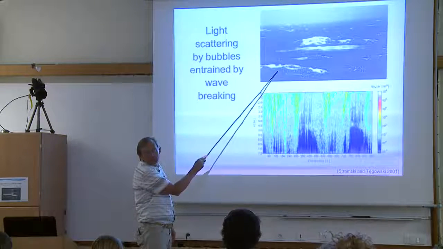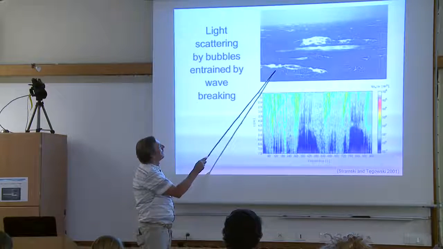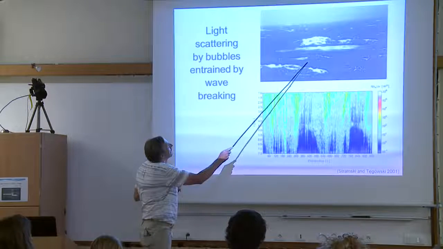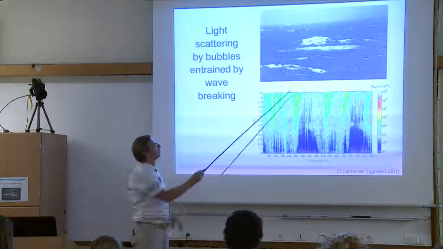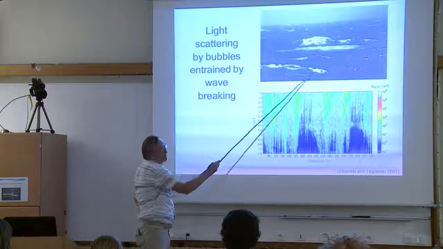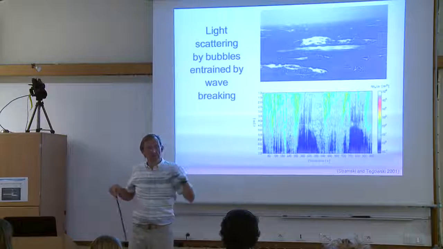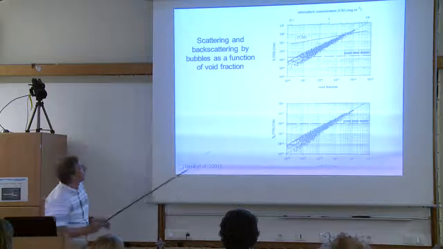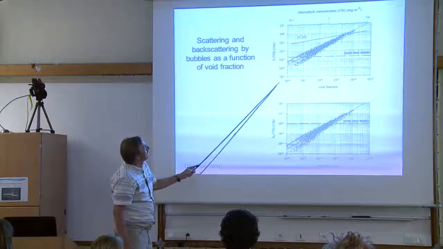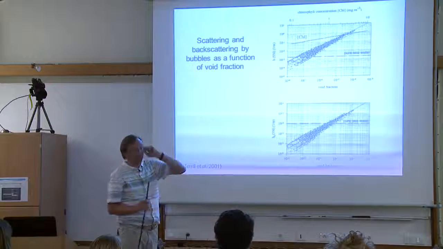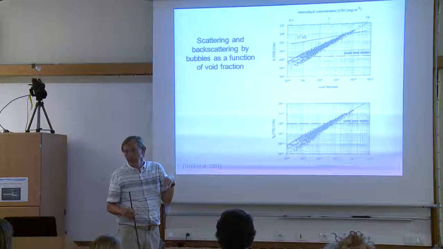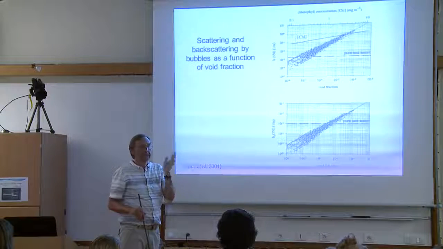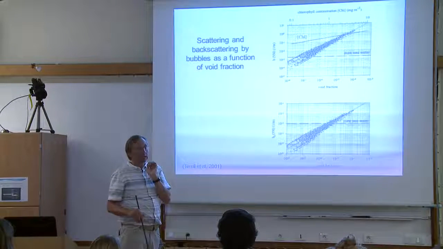And void fractions can be huge if you're measuring just near the surface when you have a breaker. But if you're half a meter below or 20 centimeters below a breaker, not necessarily during the event, but a few seconds after the event, these void fractions go down pretty quickly, but they are still significant. And you can see here the computation, and bubbles are relatively easy to model, easier than other particles, because we can assume a sphere, we can do Mie calculations.